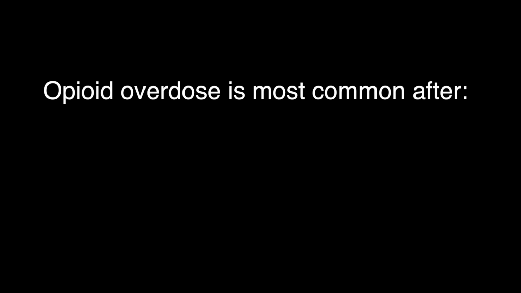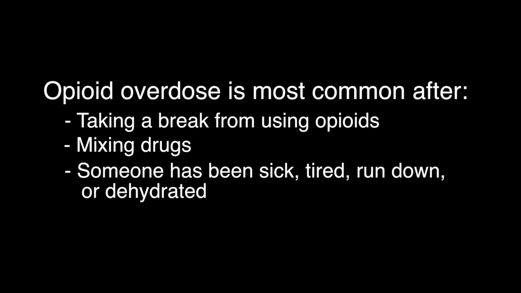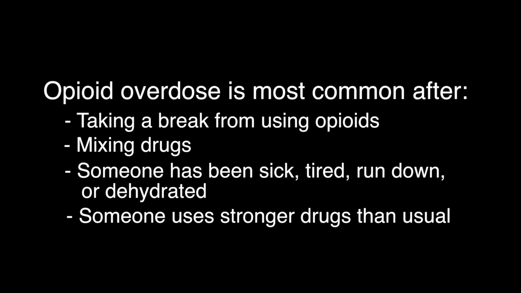Risk for opioid overdose. Opioid overdose is most common after taking a break from using them, when mixing drugs, especially combinations of downers like heroin, methadone, or other opioids, alcohol, or benzodiazepines, when someone has been sick, tired, run down, or dehydrated, and when someone uses stronger drugs than usual.